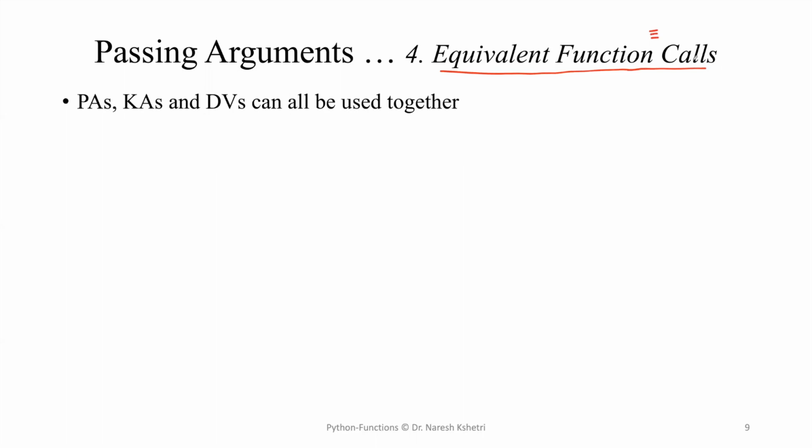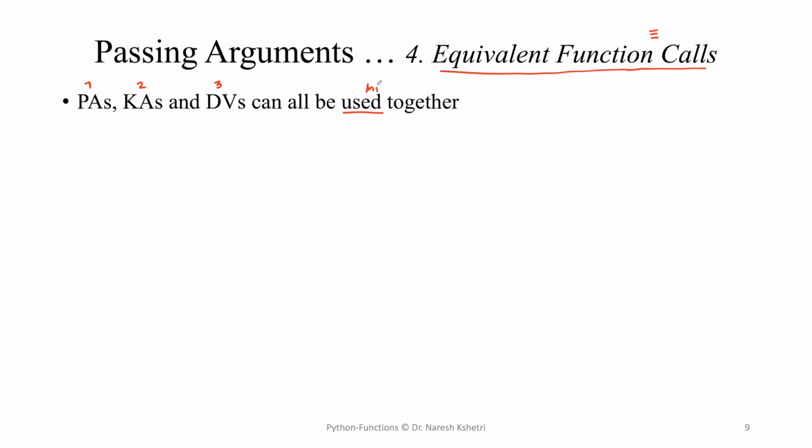So the first thing is that positional arguments, keyword arguments, and default values can all be used together. Yeah, so if you haven't watched what exactly that means, please go watch the previous videos about these three topics, so that it will be easy for you to mix them together.